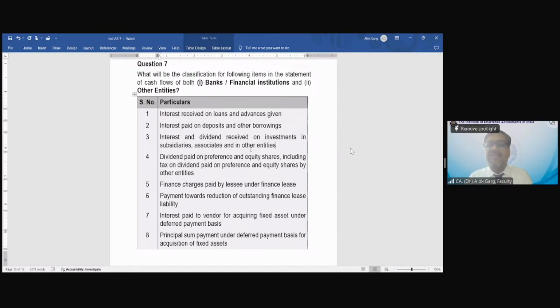This is interest and dividend received. How did it become financing? No, investing. Operating for a bank and investing for other entities. For a bank it is operating, for other entities investing, right?